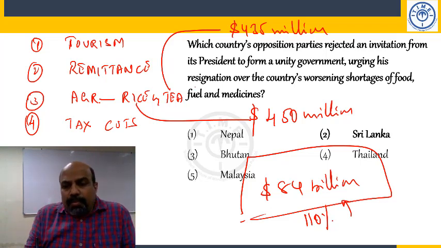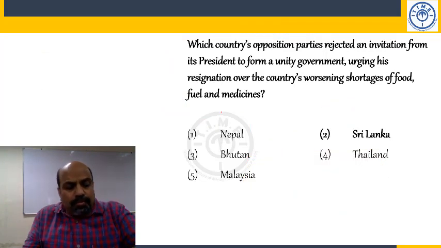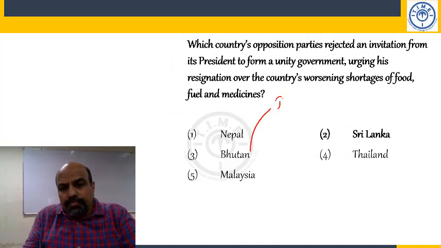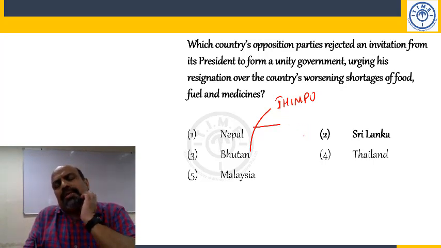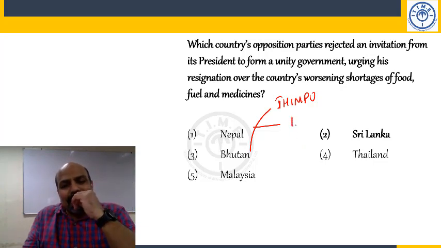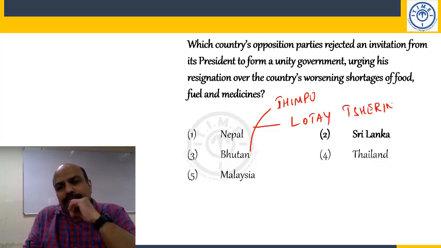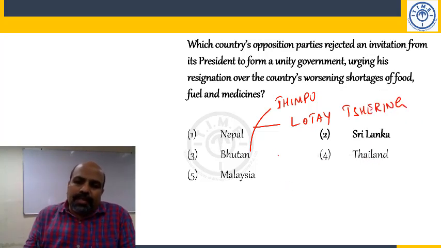So I'll just tell you about one country, Bhutan. Bhutan's capital is Thimphu. And its king is, let's not write the king's name. His name is Khesar Namgyel Wangchuck. Okay, I'll give the name of the prime minister: Lotay Tshering. The currency is Ngultrum.